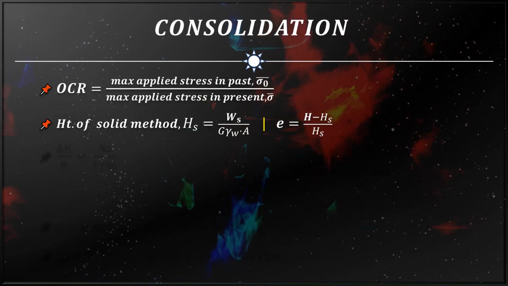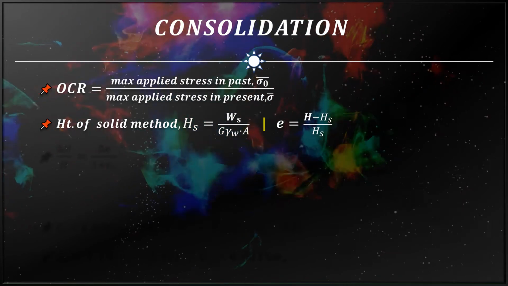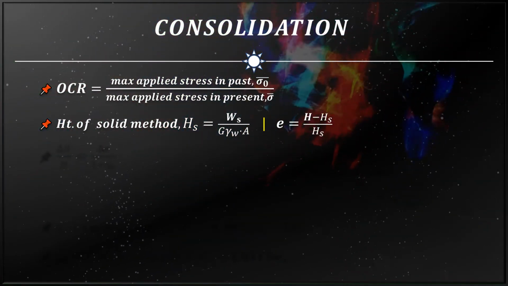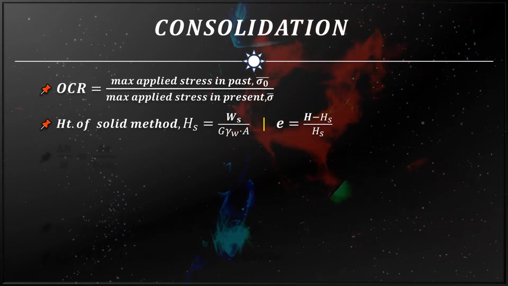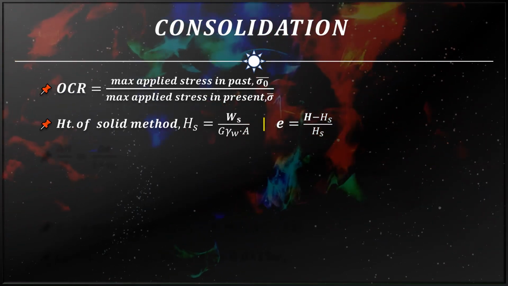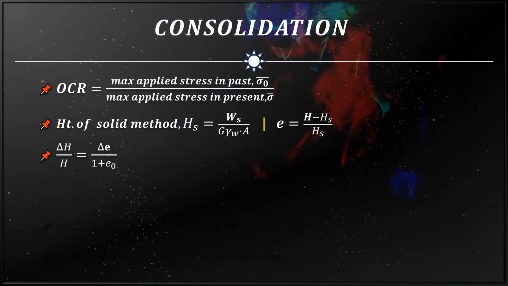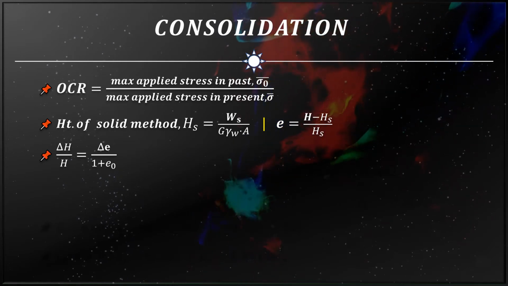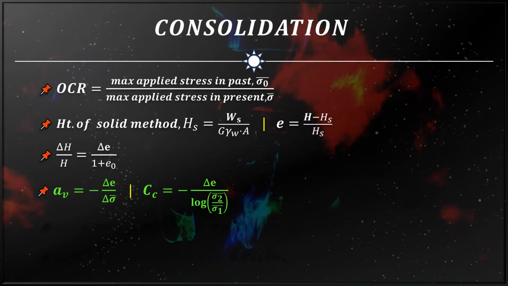By using the height of solids method, we can determine Hs's value, that is, height of solids is equal to Ws by G gamma W into A. A is the cross-sectional area of the soil sample and Ws is the weight of soil solids. So by knowing Hs's value, we can get the void ratio, that is given by H minus Hs divided by Hs. H is the initial height of the soil sample. And this formula, that is del H by H is equal to del e by 1 plus e naught, is the change in void ratio method. So by using this formula also we can determine void ratios.